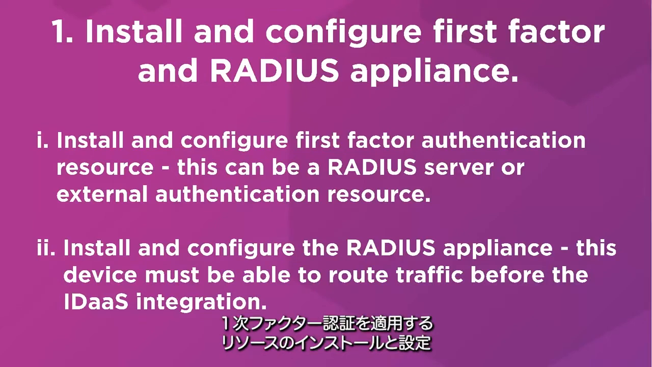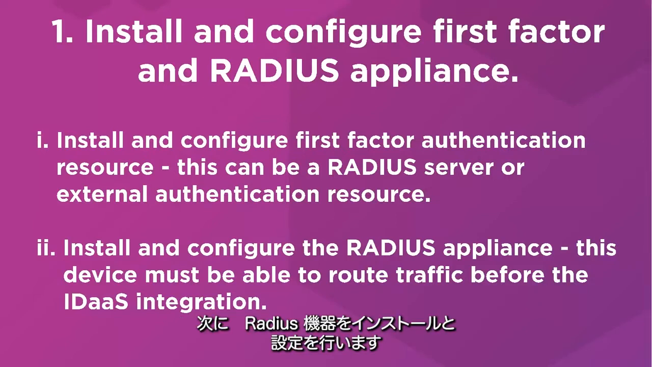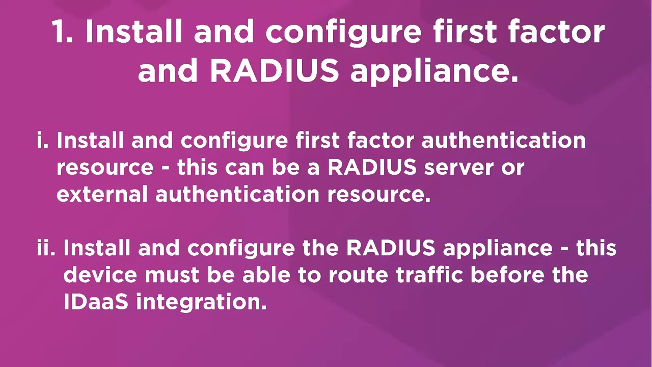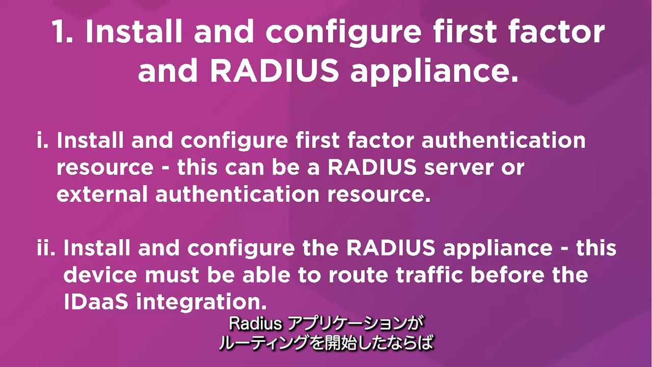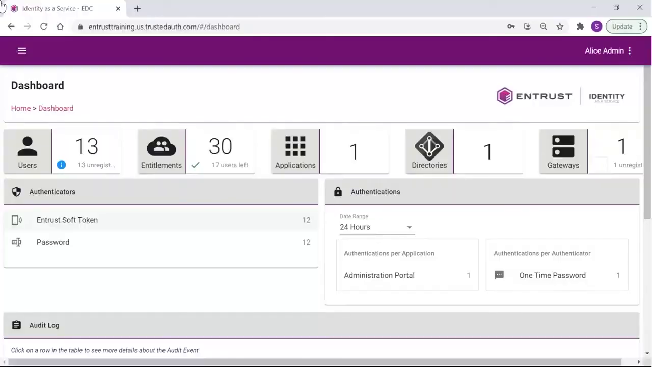Install and configure your first-factor authentication resource. This can be a Radius server or an external authentication resource. Next, install and configure the Radius appliance. Once your Radius appliance is routing traffic, we can begin the integration on the IDaaS side.